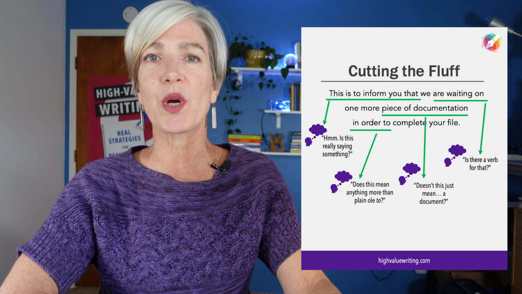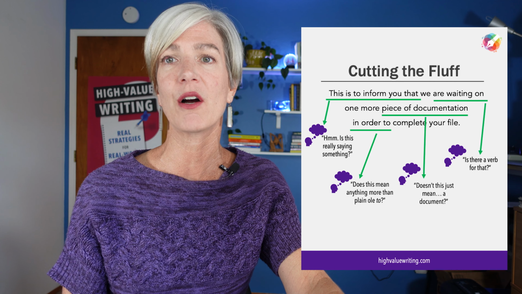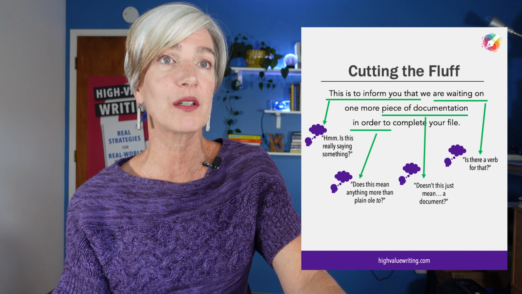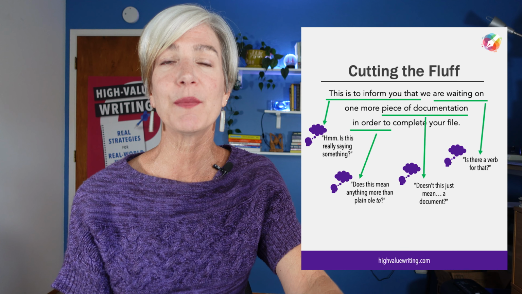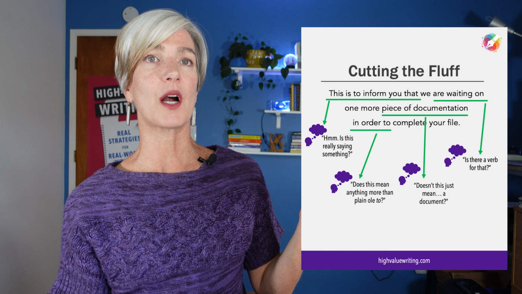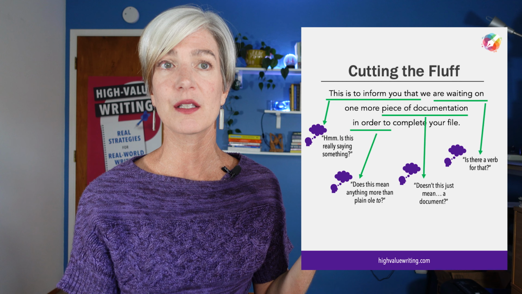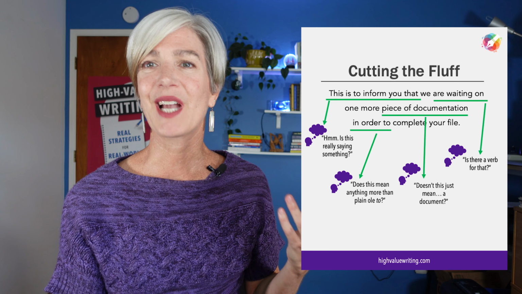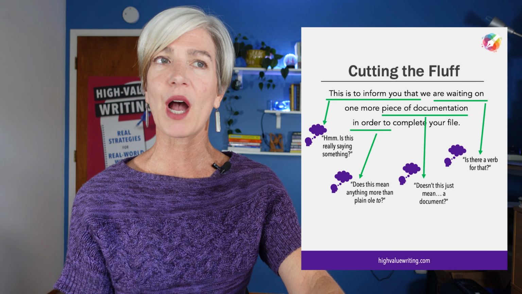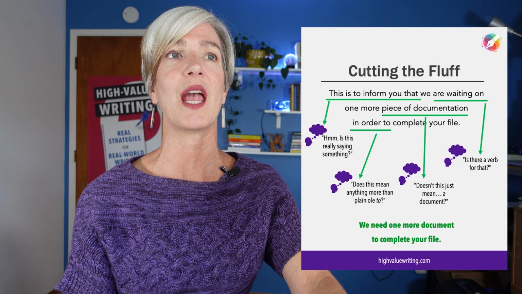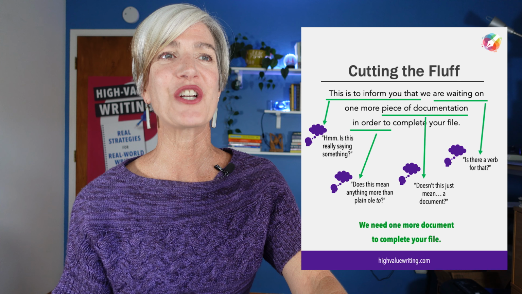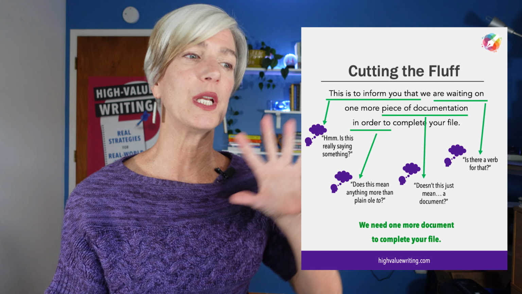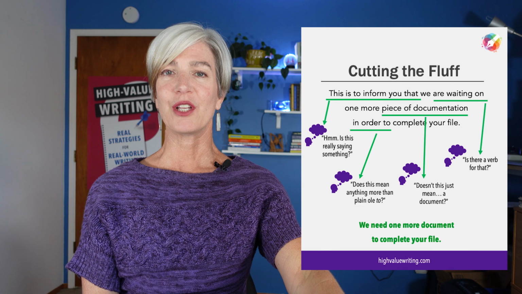Couple other issues where we notice fluff. We are waiting on. Is there a verb that would be 1 word, not 3? Piece of documentation. Couldn't we just say a document or even what the name of it is? And in order to kind of means the same thing as to, right? So I would maybe revise that to say, we need 1 more document, or what the name, we need form 5 to complete your file.